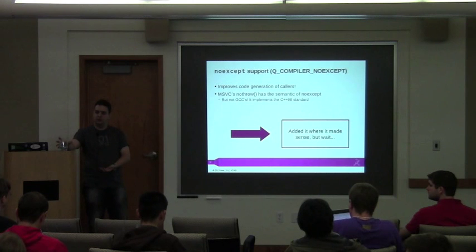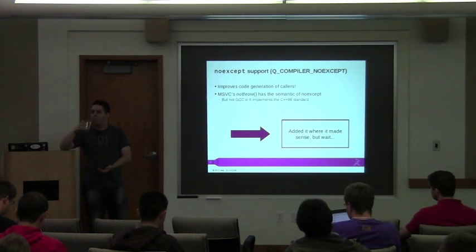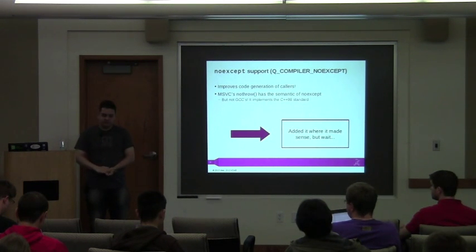Look, if you're calling a function that's not marked noexcept, will the compiler say this is unsafe, or is there still some sort of runtime check there?